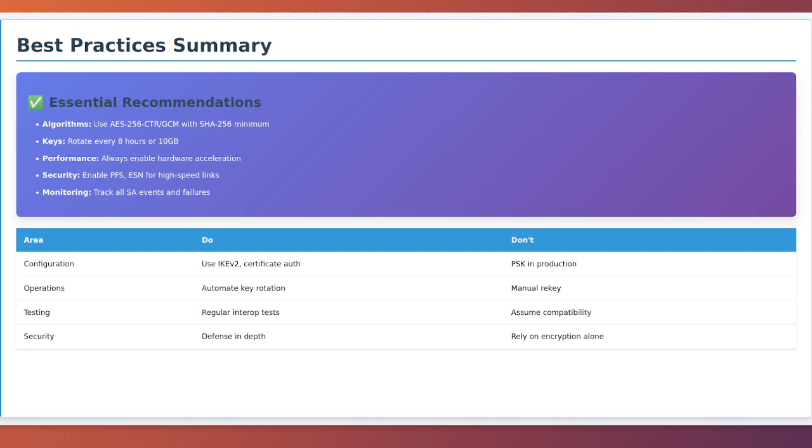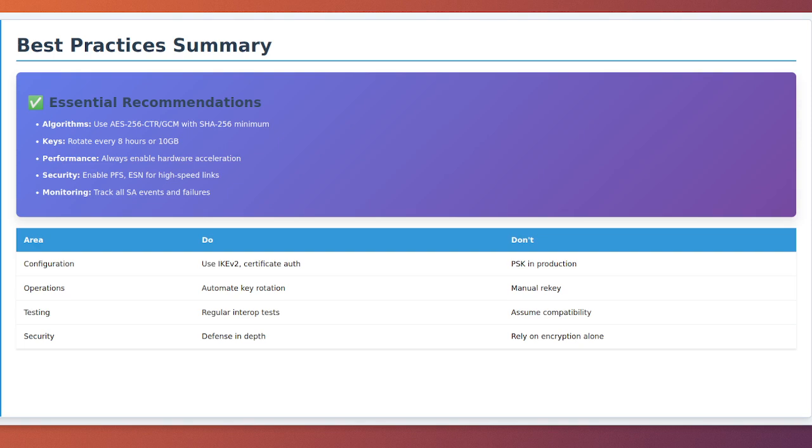Implement automated key rotation with SA lifetimes of no more than 8 hours or 10 GB of data, whichever comes first. Use hardware security modules or key management services for storing master keys in production environments. Never use pre-shared keys in production. Always use certificate-based authentication for IKE.